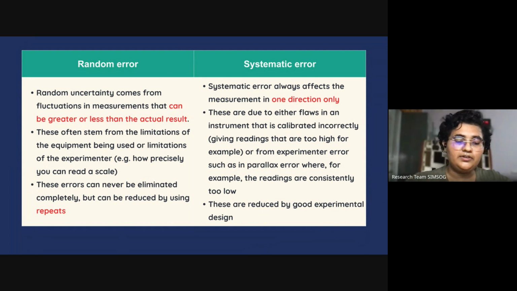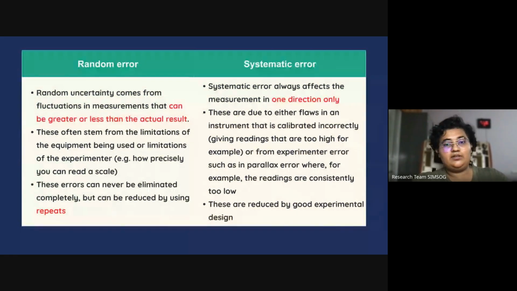These errors, you cannot ever eliminate them completely, but you can reduce random error by repeating your measurements or by using larger and larger samples. On the other hand, systematic errors always affect the measurement in one direction only. They are either because of an instrument that has been incorrectly calibrated, for example, a weighing scale that is giving either too high or too low readings, or because of some error from the experimenter.